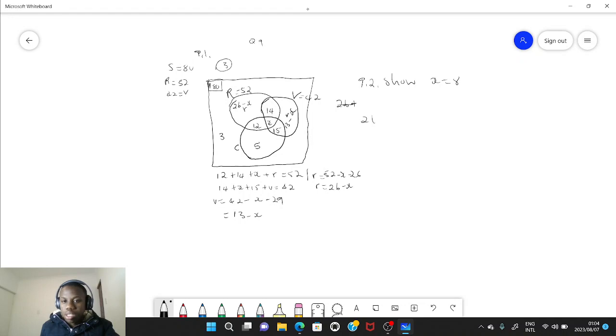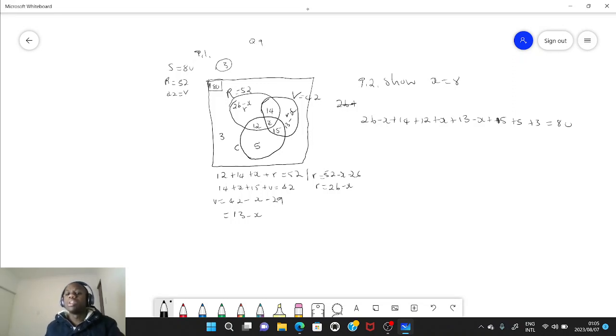not 26 plus x, but 26 minus x, which is this portion, and then we add it to 40, then we add it to 12, and then we add it to x, and then we add it to 30 minus x, and then we add it to 15. Okay, 15. We add it to 5, and then we add it to 3. And then we equate it to 8.